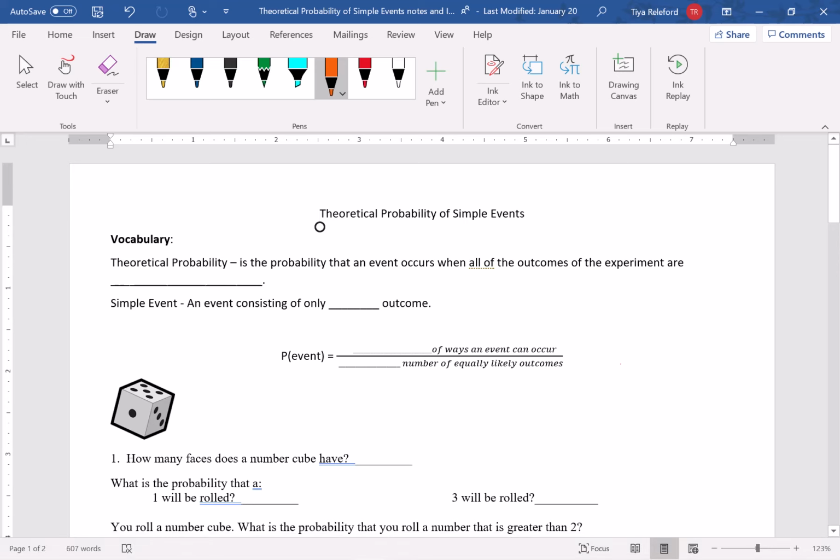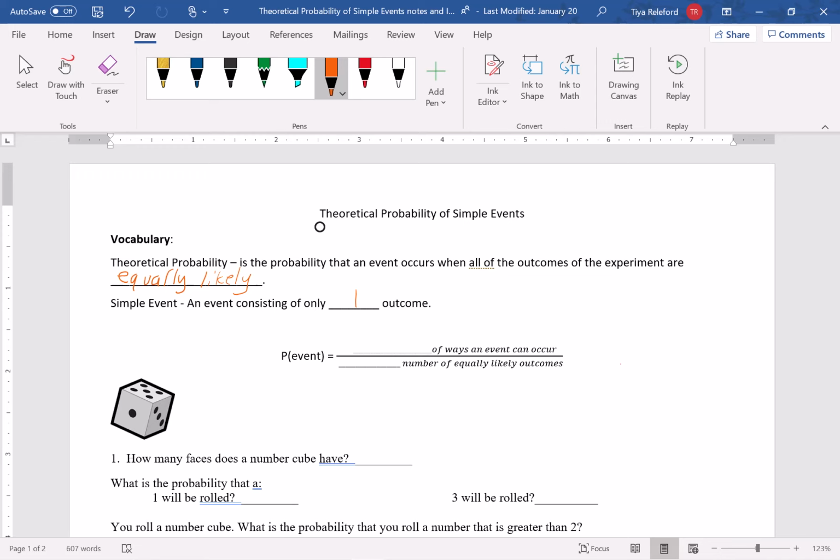Okay, theoretical probability is the probability that an event occurs when all of the outcomes of the experiment are equally likely. A simple event is an event consisting of only one outcome. Now, this is the easiest probability that we do, and we talked about it yesterday. And I told you we're going to make it more difficult as we go, but right now this is where we start. So this is in your notebook.